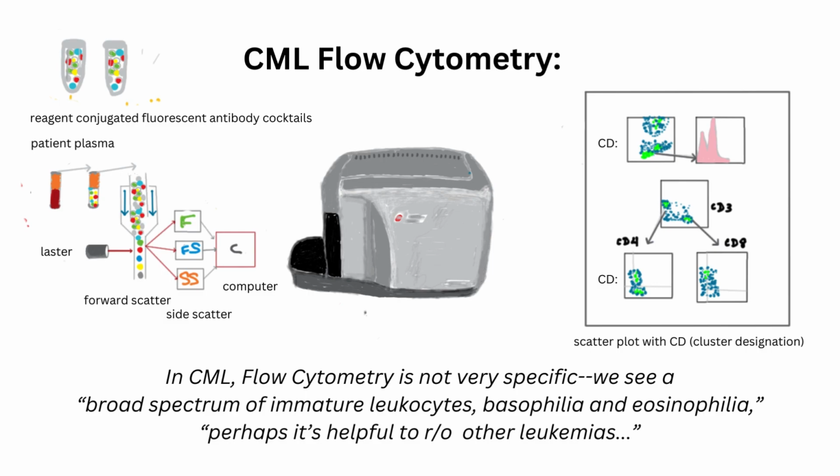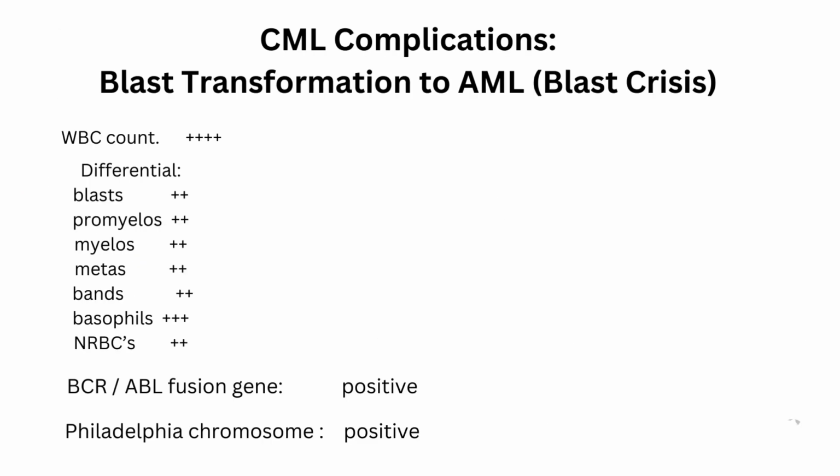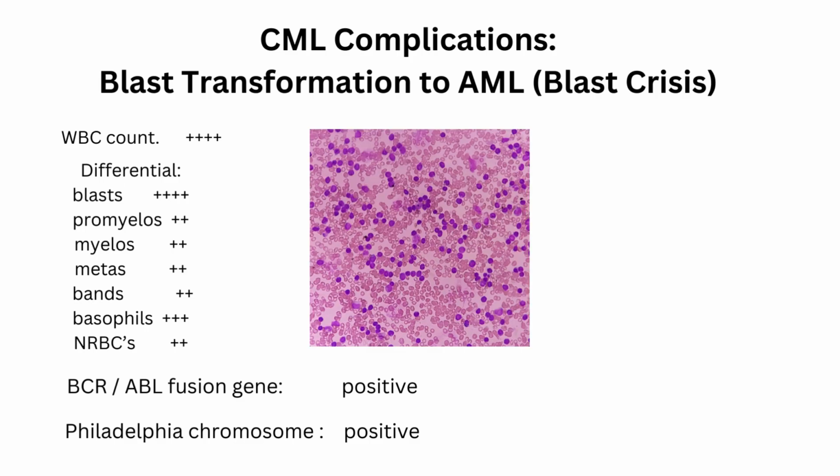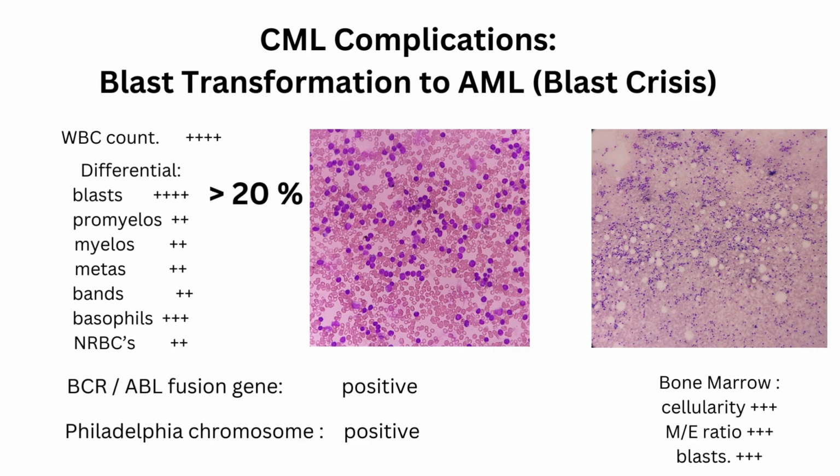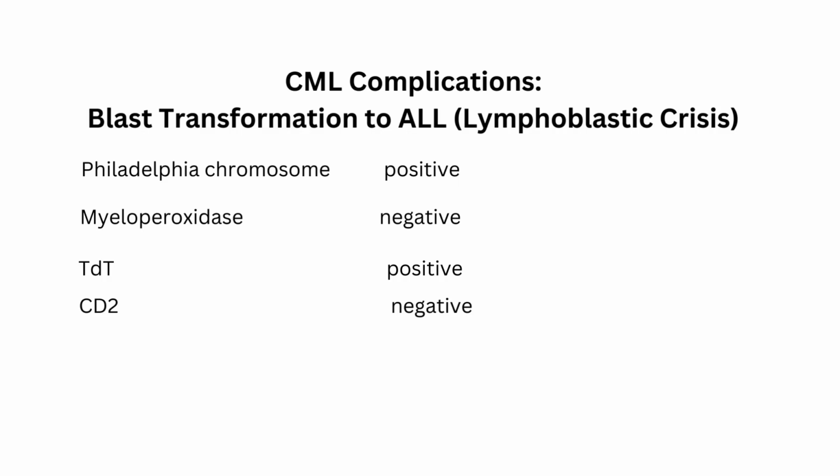Flow cytometry, well, it's not specific because there's a broad spectrum of immature leukocytes seen with the basophilia and eosinophilia, but it may be helpful to rule out other leukemias. CML has three phases: chronic, accelerated, and the blast crisis. Another CML complication is blast transformation to acute lymphoblastic crisis, where you're going to have TdT positive and myeloperoxidase negative.